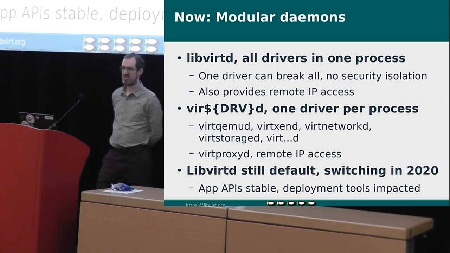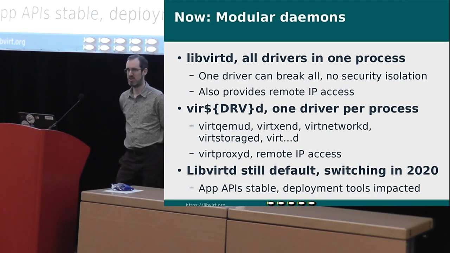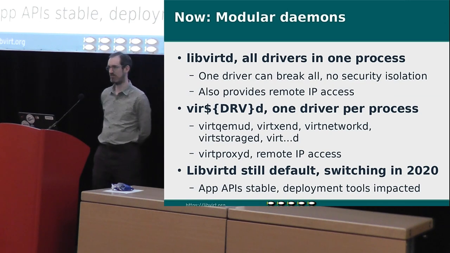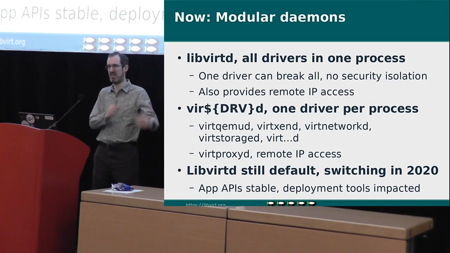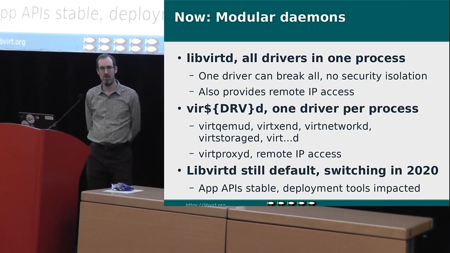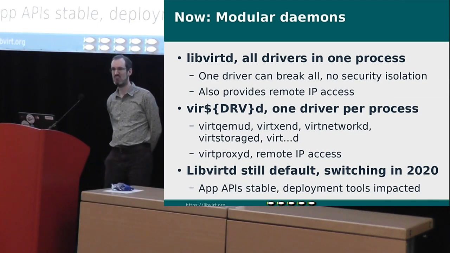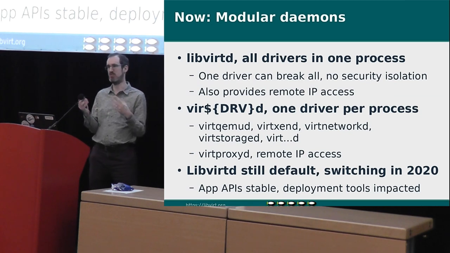Although all of this code is committed to Libvirt and in the most recent release, we've not actually activated it by default. So you'll still see the monolithic Libvirt daemon if you use it today unless you've taken specific steps to opt in to the modular daemons. We think we'll probably switch over to using the modular daemons by default in the early part of next year.